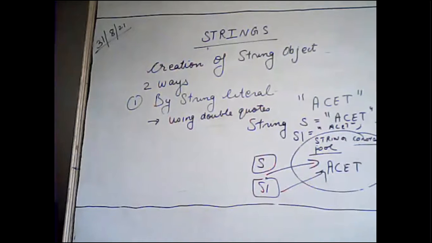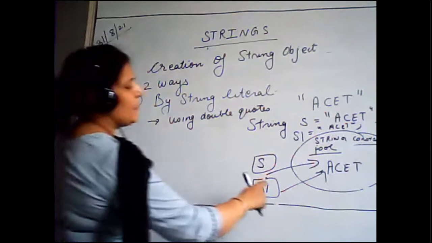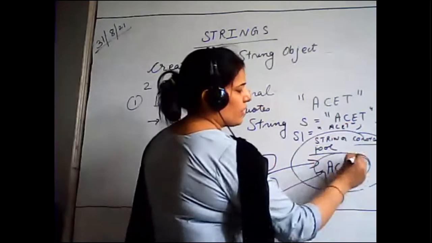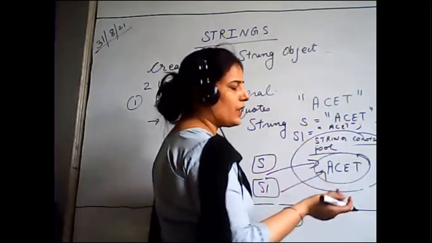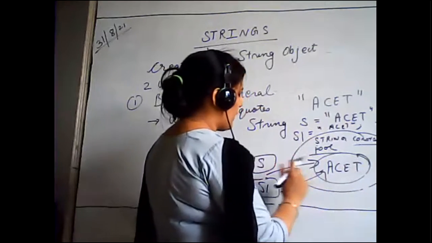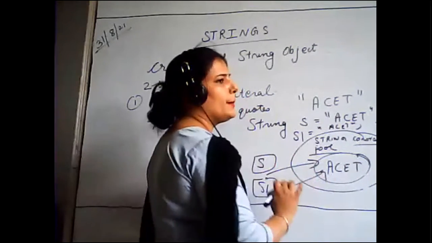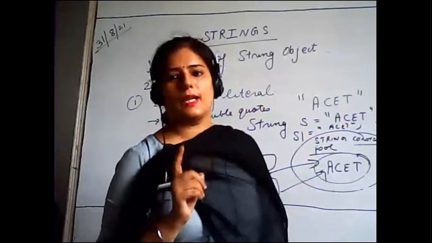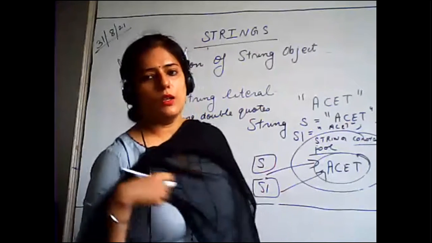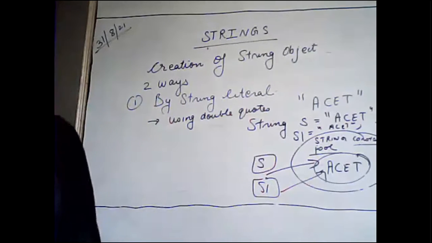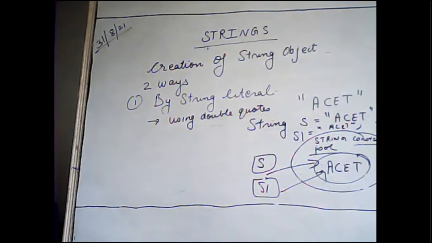So it will return the reference to the same instance. The string instance is the object. So this is the string object that you have created, and it will return the same value if we are using the same string in the program. So this was all about string literals.